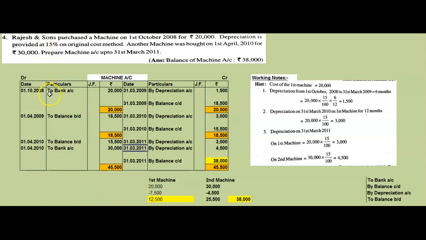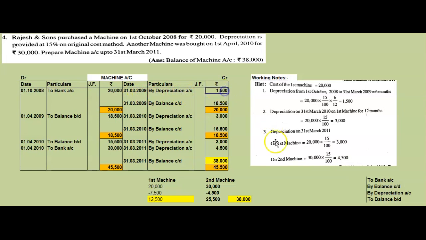So to start the problem, what you have to do? 1st October 2008 we have purchased a machine for 20,000. So that date we have taken 1st October 2008. To bank account, how much is the value of the asset? 20,000. So year end, what is the year end? 31st March 2009, by depreciation.